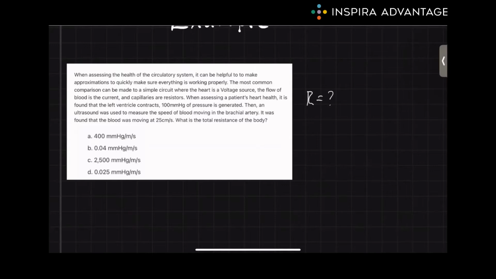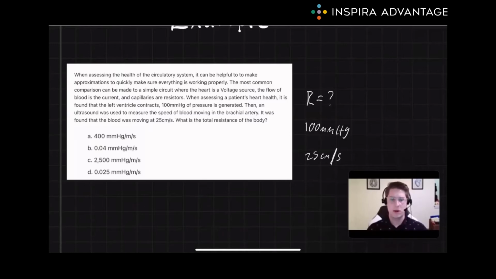Then we want to list out the other variables we're given. We're given 100 millimeters of mercury. We're given our 25 centimeters per second. And that's all we have so far. The next thing we want to do is see how our units compare to the answer choices. Just by looking at the units, I know that we are going to need to divide our millimeters of mercury by distance. I see that because if I look at all of the answer choices, we've got millimeters of mercury divided by meters per second.